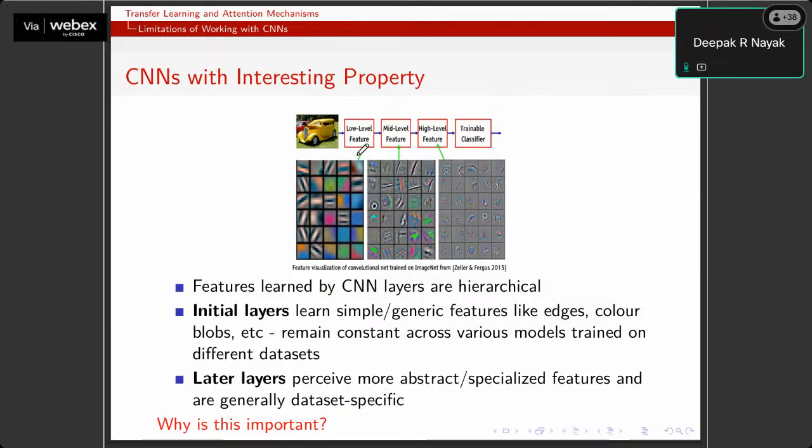So there are also layers: initial layers, some middle layers, and some later layers, or you can say high level layers. Different layers extract different information from the images. So features learned by the CNNs are hierarchical. That means we are extracting low level features to high level features through the different layers we have in the convolutional neural network.